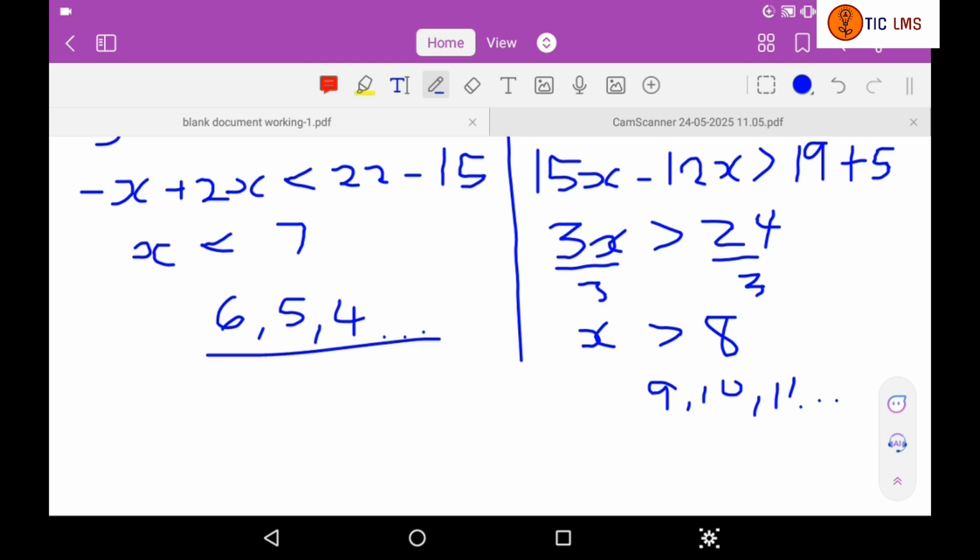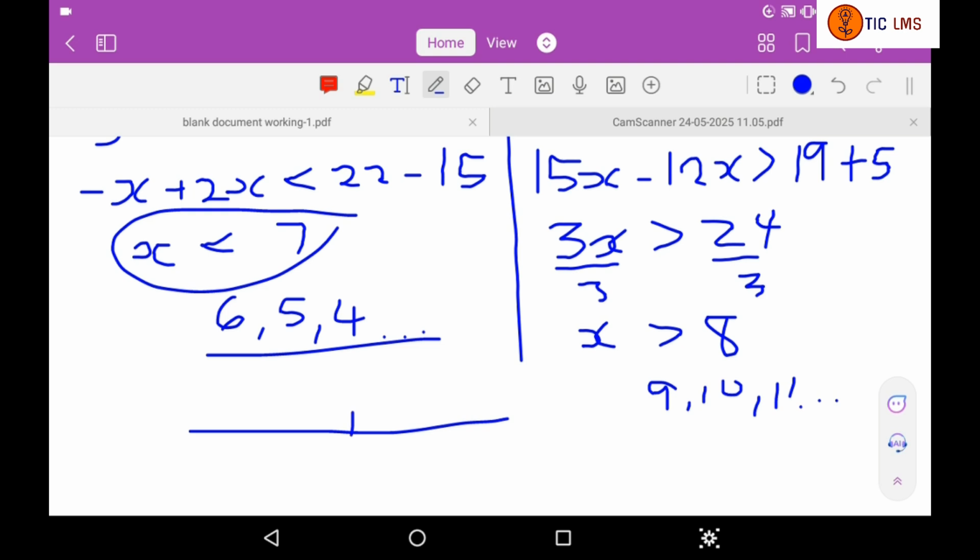That's the answer simply. Another way you can look at it is to draw the number line and see what you're going to get. So let's say this is 0 here, this is 7, and this is 8.